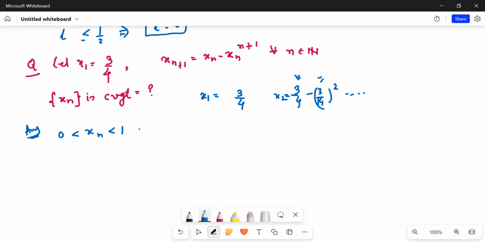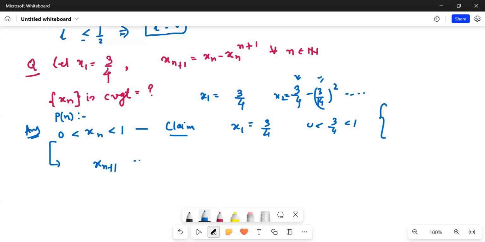Is that clear? Now, this is my claim. It is quite clear that x1 is equal to 3 by 4. Certainly, 3 by 4 lies between 0 and 1, so it is true for 1. So my claim, P(n), is that xn lies between 0 and 1. If I make this claim true for xn plus 1, then I can certainly say that my claim is true for all n. This is through the principle of mathematical induction.